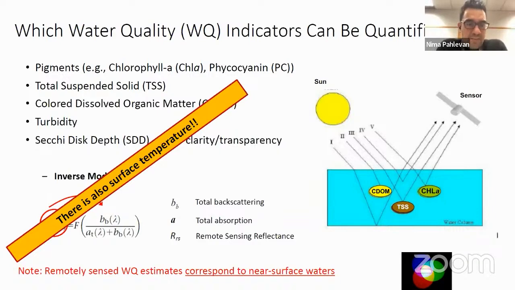And of course, Danielle is going to be talking more about that in terms of algorithms, but really the broad understanding of retrieving these parameters is essentially coming from the fact that RRS is a function of absorption and backscattering within the water column.